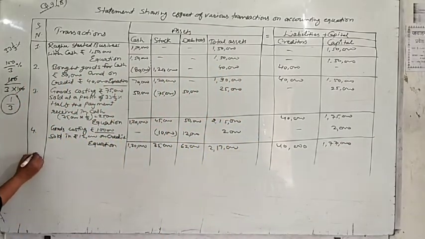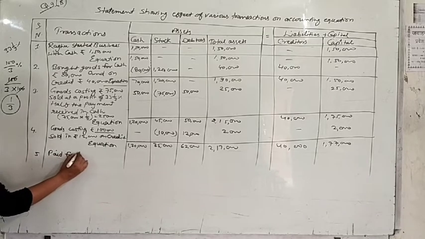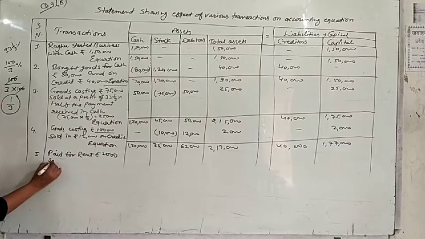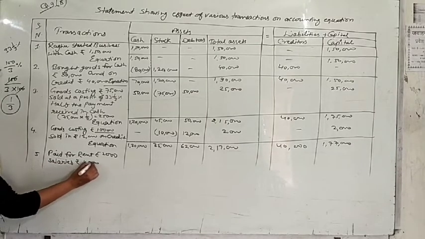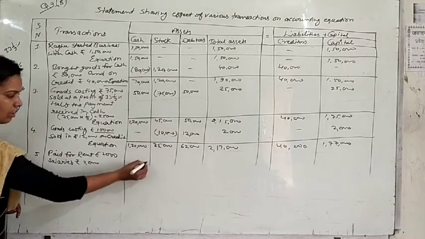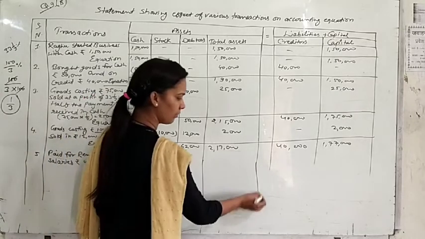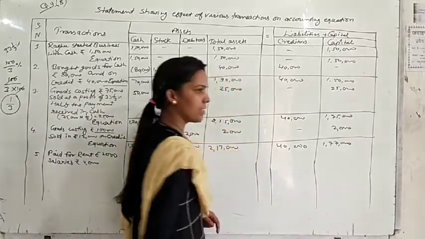Let's see fifth point. Paid for rent rupees 2,000 and salaries rupees 4,000. This time extending the format. Rent and salaries, you know that these both are expenses for you.